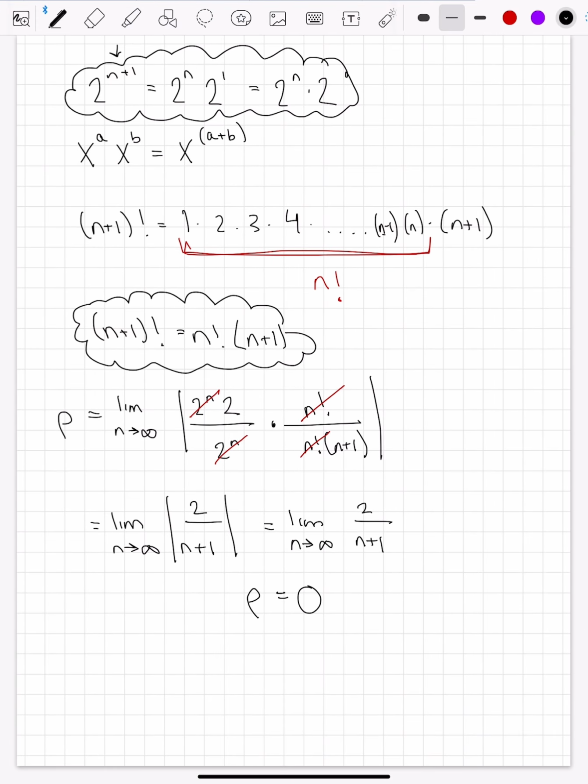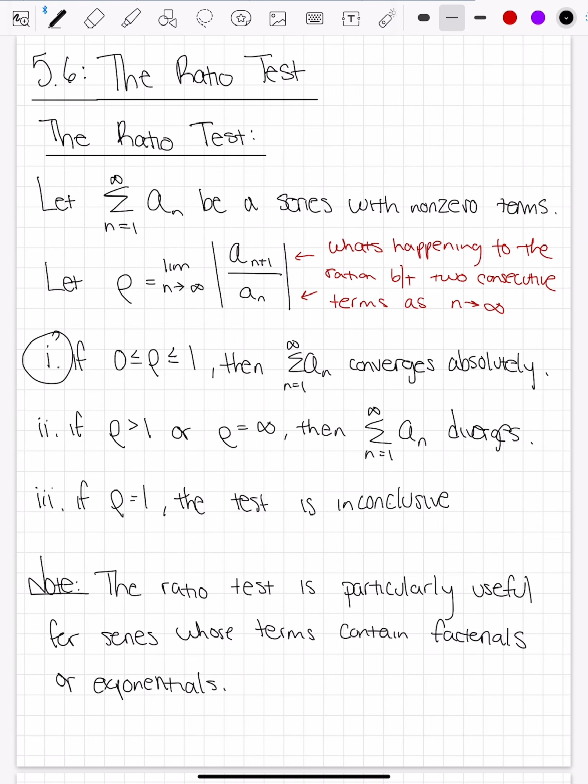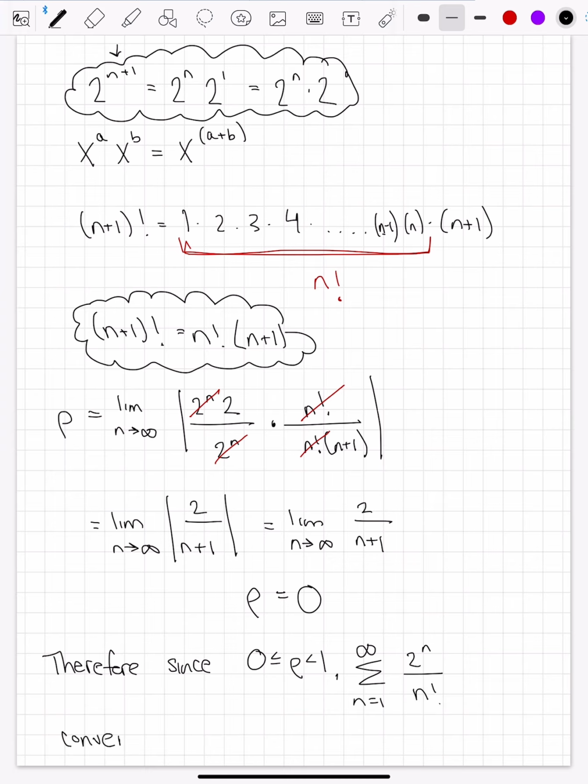So rho is 0, so that meets the first criteria, and so we get that it converges absolutely. So therefore, since rho was between 0 and 1, we know that the series, the sum from 1 to infinity of 2 to the n over n factorial converges. We weren't even asked, does it converge absolutely, right, by the ratio test.